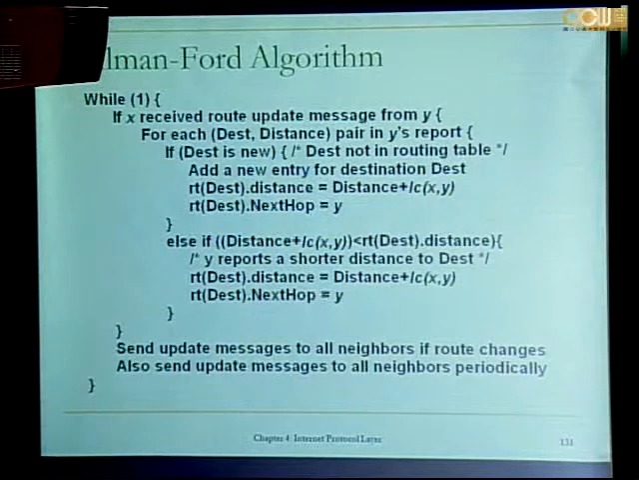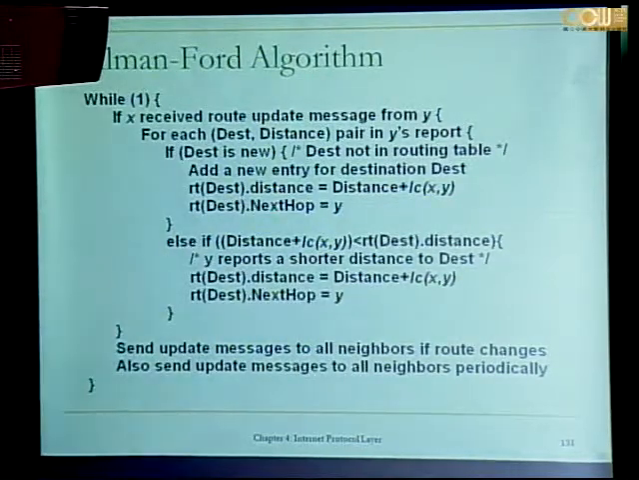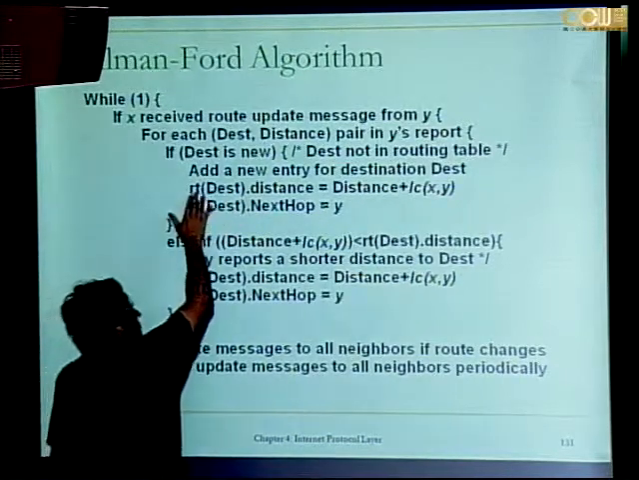I will check if the destination is new, which means that I haven't seen this. This is new to me. Then I would just take it. If my neighbor is Y, and Y is telling me about someone I never knew, I would just take that information. I will add a new entry in my routing table.